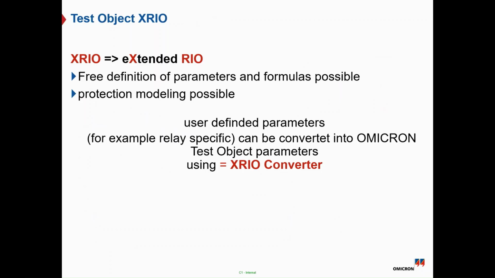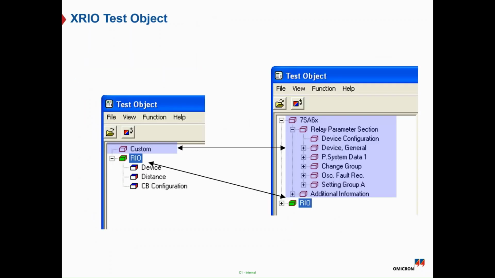So we invented the extended RIO file, which is a new technology, and it is used by many more manufacturers and many more competitors as well. So you can represent the parameter setting file based on the XRIO format, which supports most of the protection relay types directly, such as ABB, Siemens and SEL relays, and indirectly other types using the general XRIO converter.